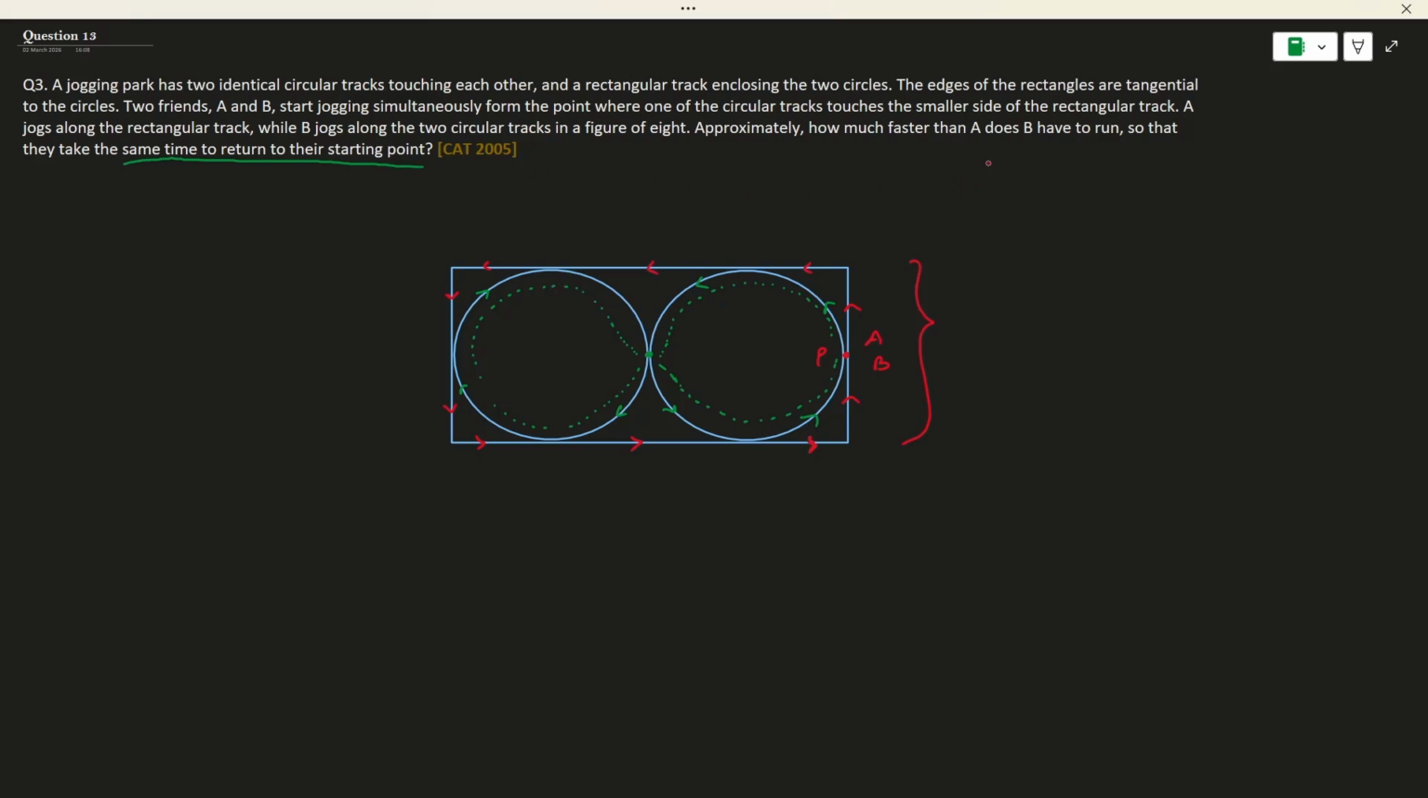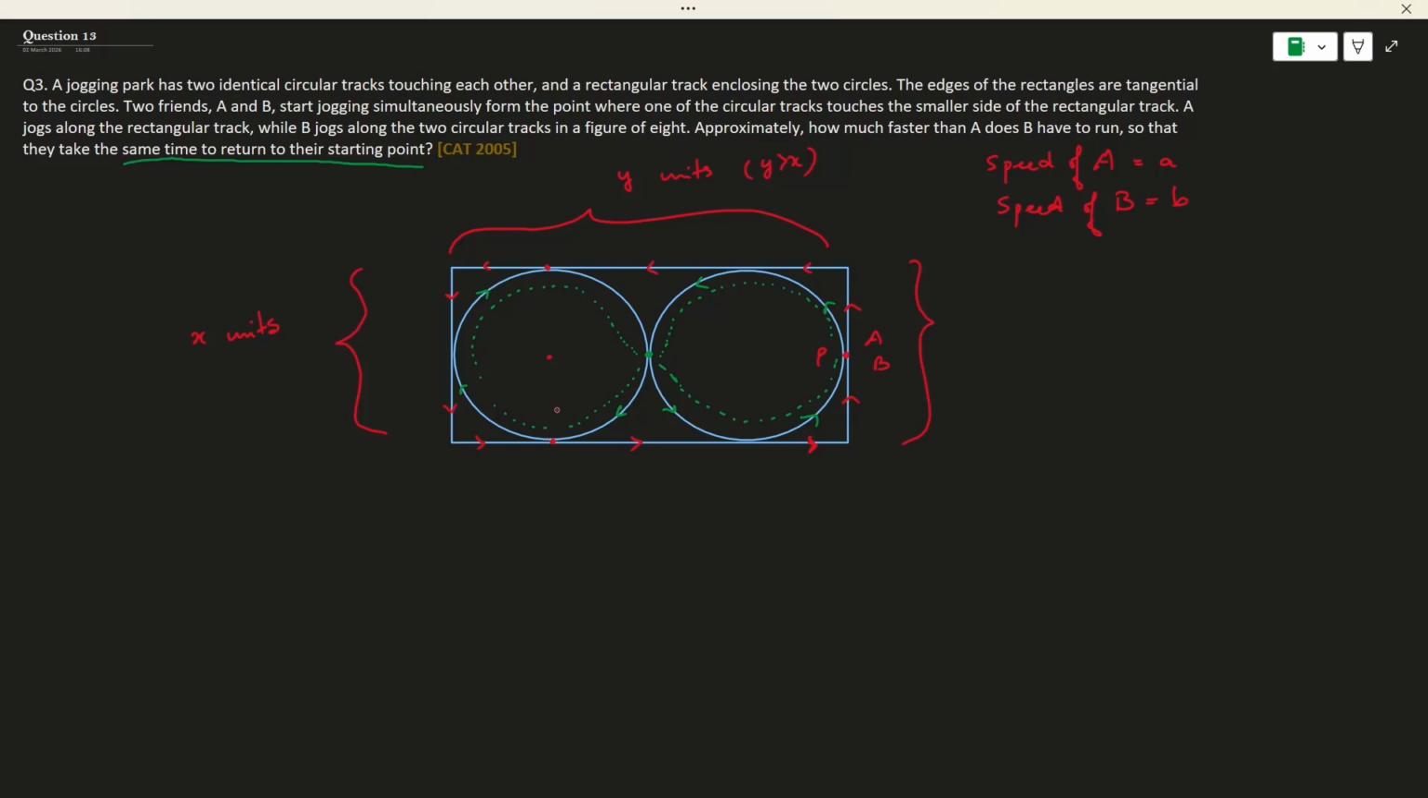Let us assume the speed of A is capital A, speed of B is say small b, and let's say this entire thing is x, right? Let us assume that this part is x units, and this part is say y units, and y is greater than x. This is the center, and this is touching here, right? And this is also touching here.